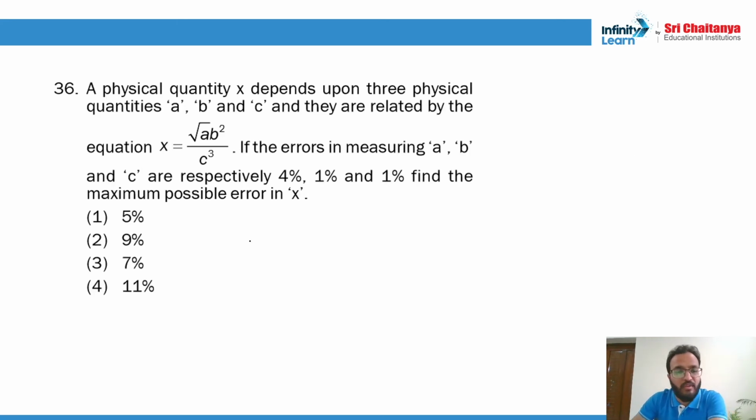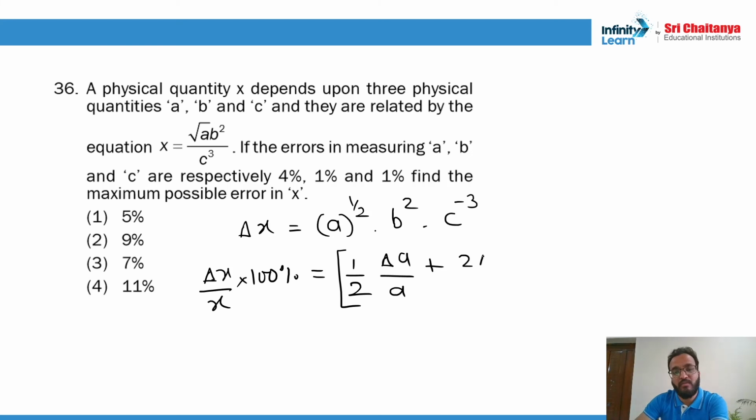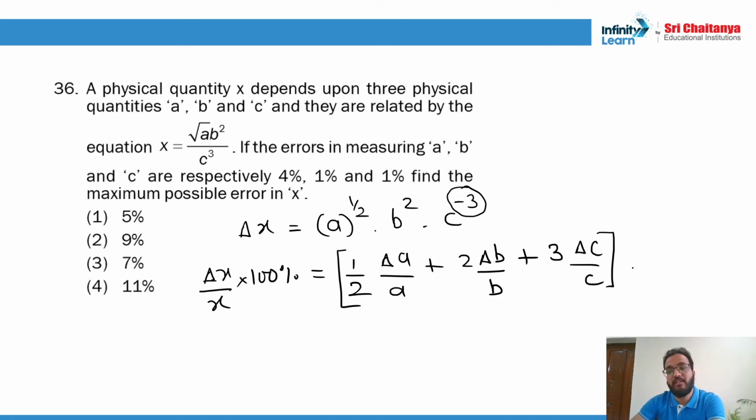So this also we know that delta x is equals to a to the power half, b to the power 2, c to the power minus 3, but when it comes to errors, the power becomes coefficient: delta a by a plus 2 times delta b by b plus 3 times, do not go to the negative sign, always the errors are added, delta c by c into 100 percentage. Solve it, 7% will be the right answer.